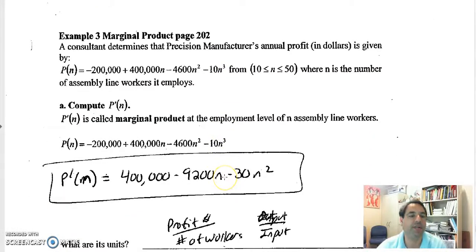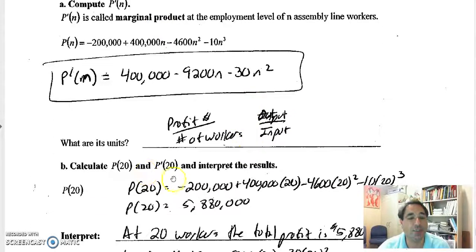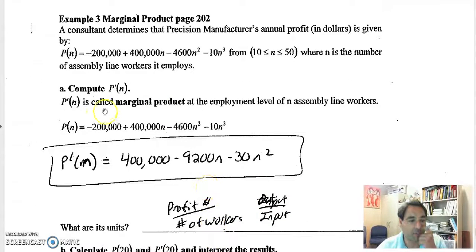Okay, here's another example where we're talking about annual profit. So output profit, input number of workers. So for this example, we're going to see what happens at 20 workers. So our original function is negative 200,000 plus 400,000 n minus 4,600 n squared minus 10 n cubed. Remember, n is number of workers.